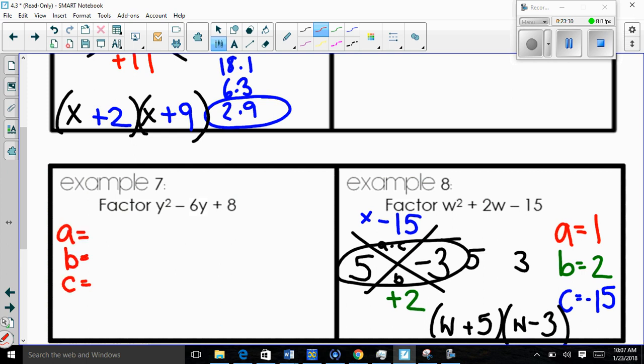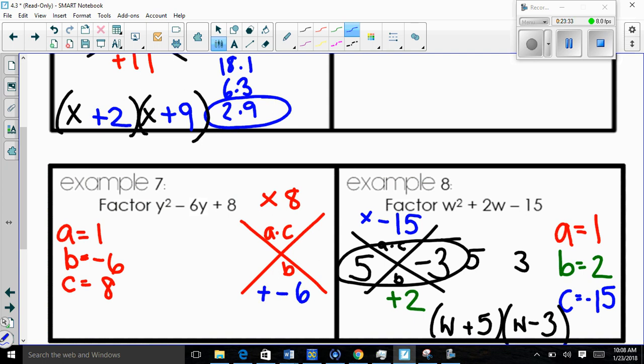What we'll do. Where is my A here? 1. What's my B? Negative 6, and my C? 8, right? And so I draw my X, my 8, A times C. And what is 1 times 8? 8. And what am I adding to?